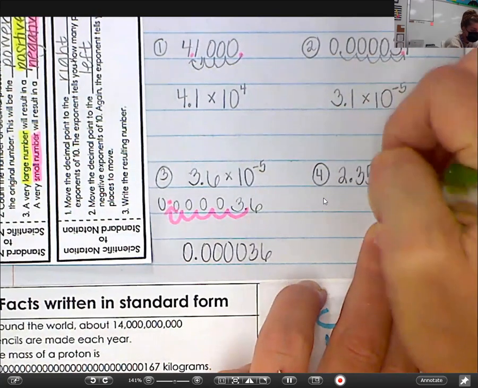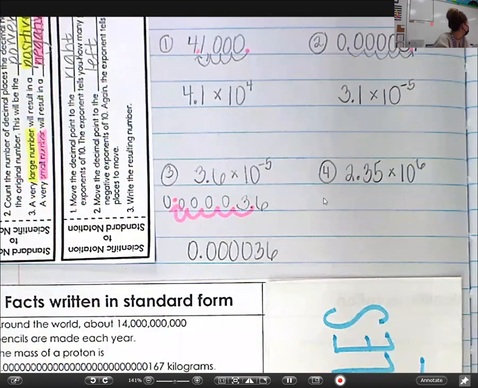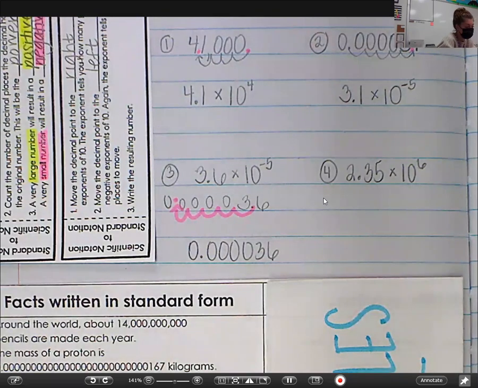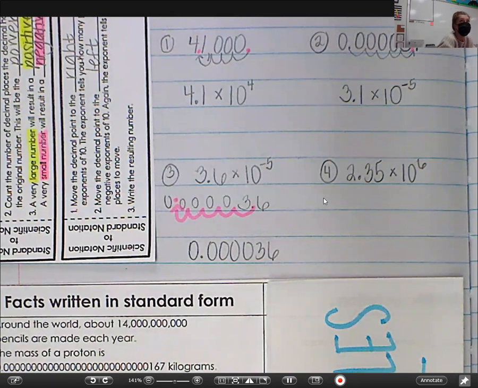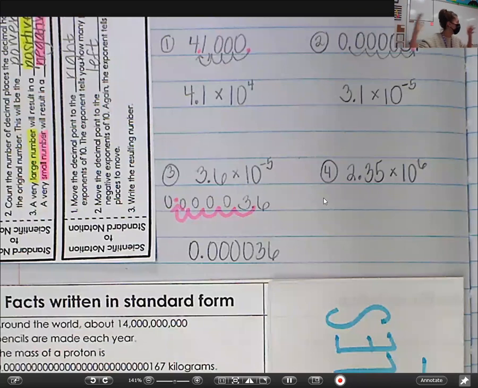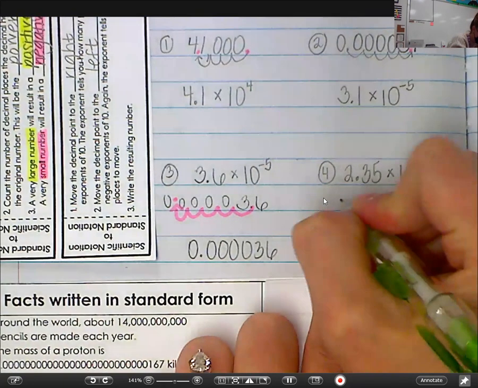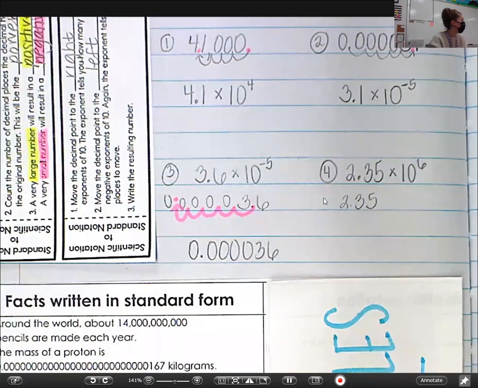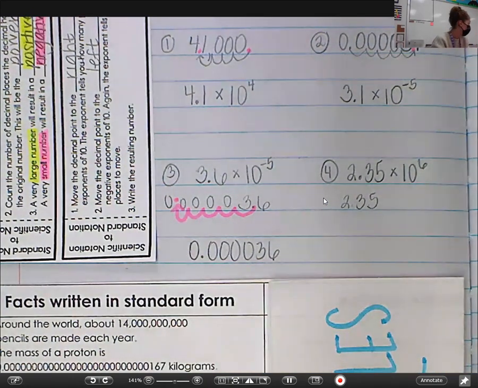2.35 times 10 to the 6th. So again, I kind of ask myself, is this a large or small value? Well, it's a positive exponent, so I know it's a large value. And if I think about what direction to move my decimal, the only place I can move it is to the right, or it wouldn't get bigger, right? So I'm going to take my 2.35 and move it over 6 spaces from its spot.